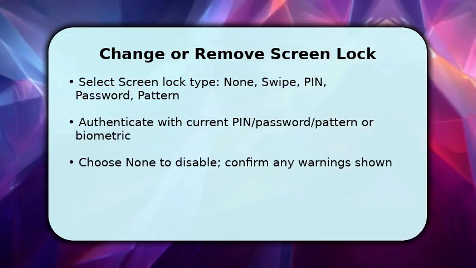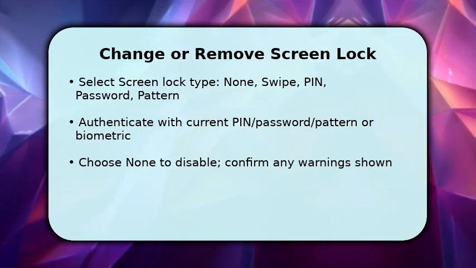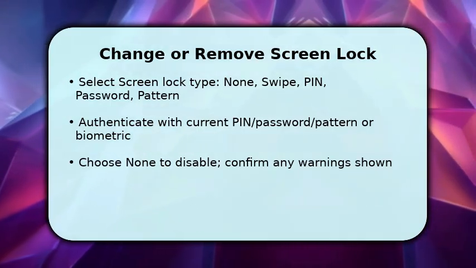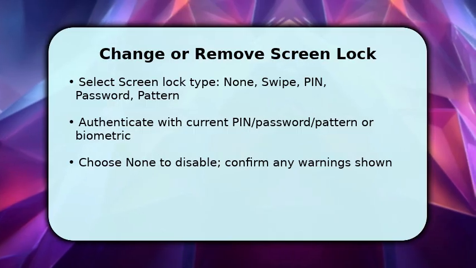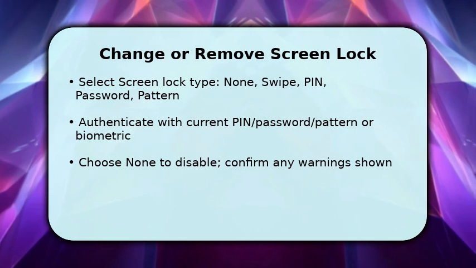If None is unavailable, first select Swipe then None or disable biometrics under fingerprint settings. Make sure to read warnings about decreased device security. After confirming, the lock screen will be disabled and the device will go straight to the home screen on wake.